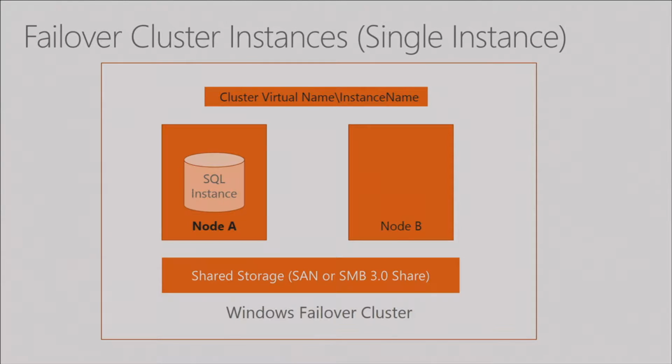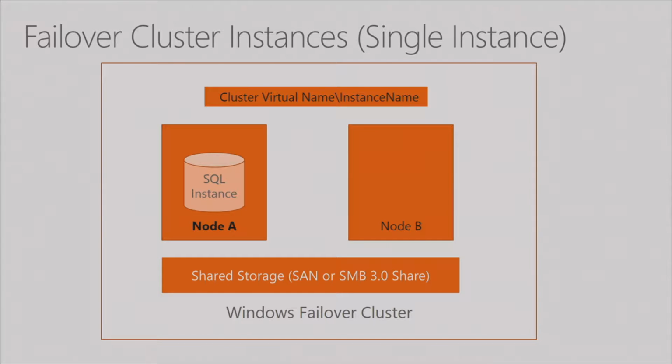There we go. So this is basically what our failover cluster instance is going to look like. We've got two nodes, which are those big orange boxes in the middle, labeled node A and node B. We've got a cluster name on top of that. That's the name that our users are going to connect to. So we may call the boxes SQL 01A and SQL 01B. Those are our physical boxes. Then we may call the SQL Server instance SQL 01, and that's the name that our users connect to.